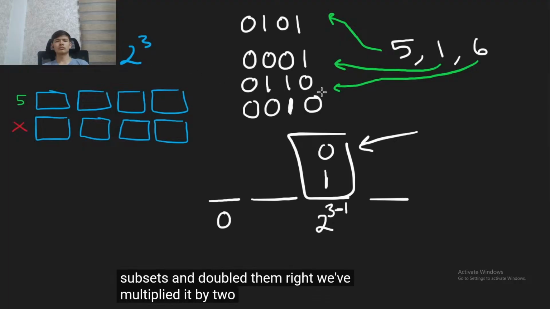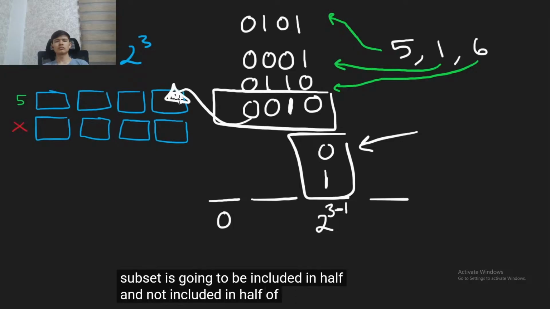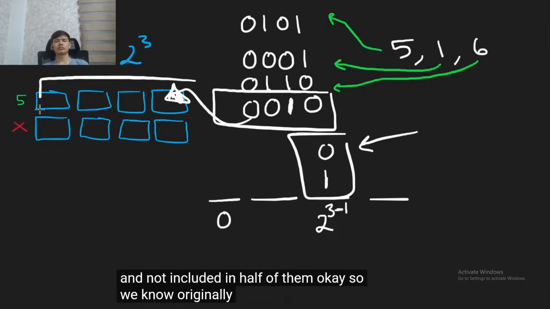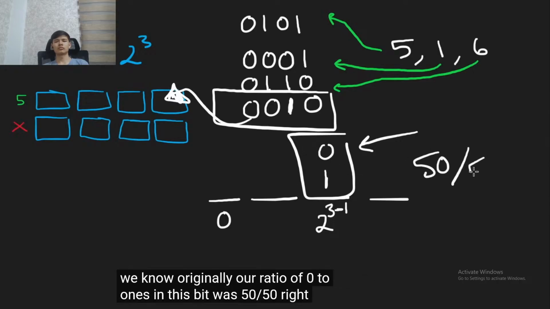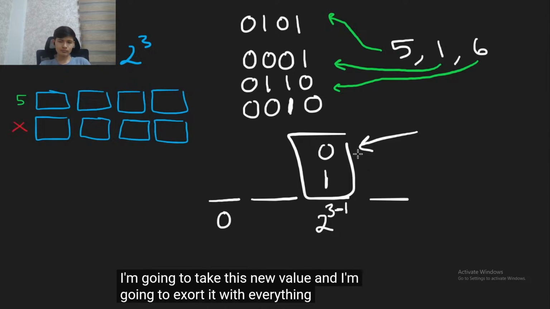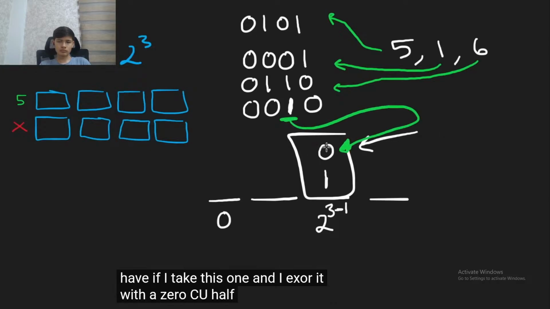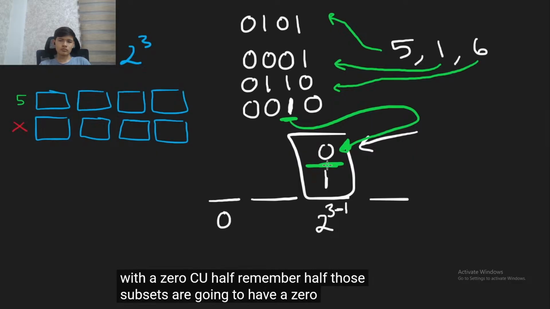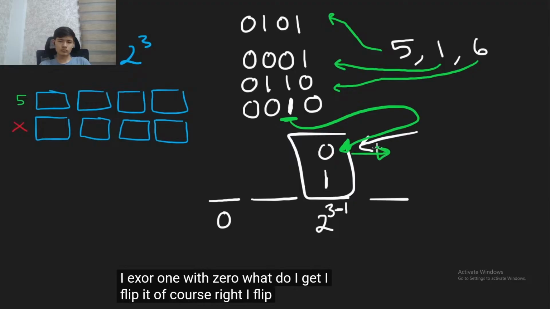So obviously we have taken our subsets and doubled them, right? We've multiplied it by 2 because now this subset is going to be included in half and not included in half of them. Okay, so we know originally our ratio of 0s to 1s in this bit was 50-50, right? So now I'm going to take this new value and I'm going to XOR it with everything we have. If I take this 1 and I XOR it with a 0, because remember, half those subsets are going to have a 0 here, what do I get? I flip it, of course, right? I flip it and it turns into a 1.